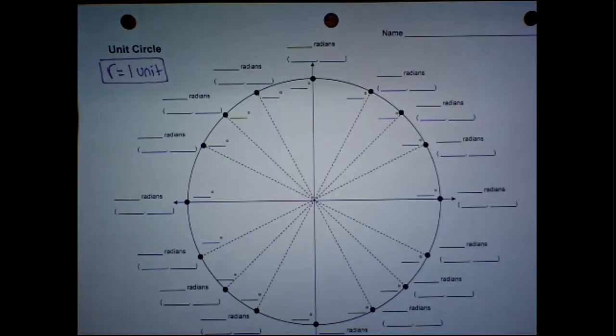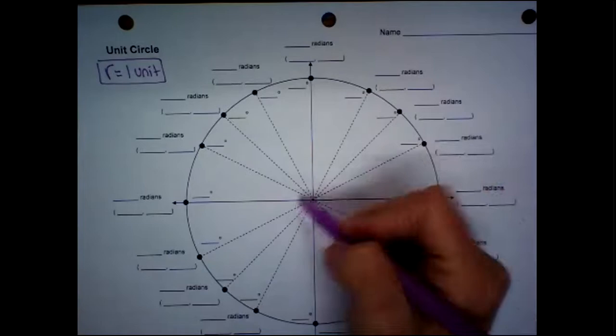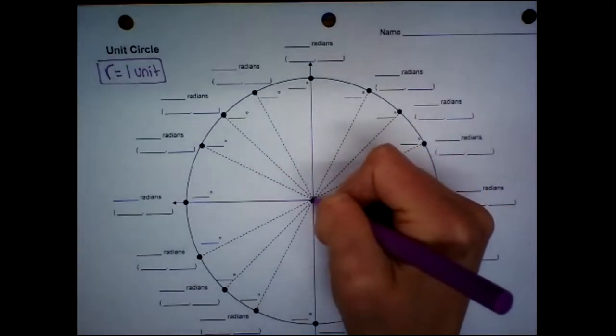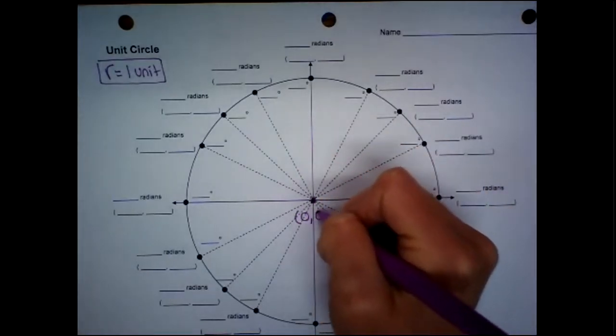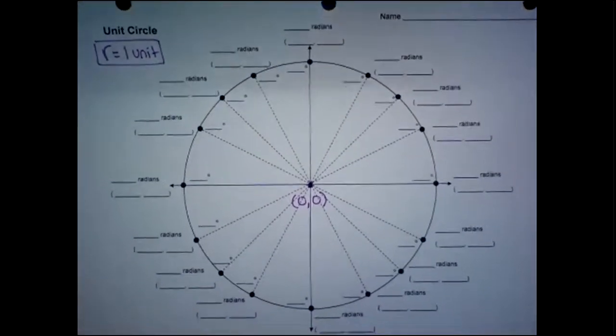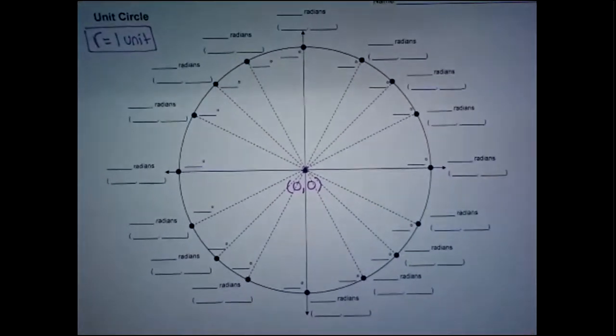The vertex of your angle, or the center of your circle, is the origin. So that's the point 0, 0. And so I have already taught you the compass points, like the north, south, east, west, up, down, left, right. We've already done those. Let's go around and fill in those because you do already know those ones.